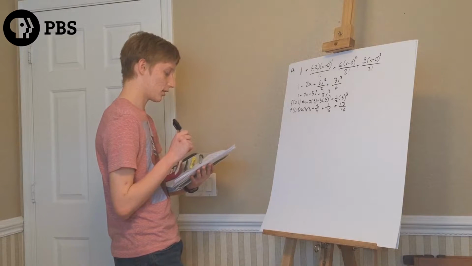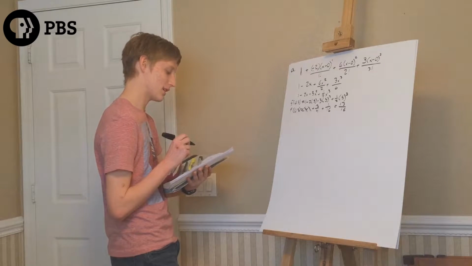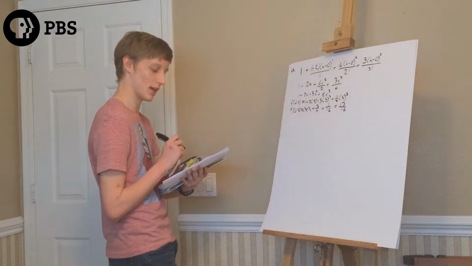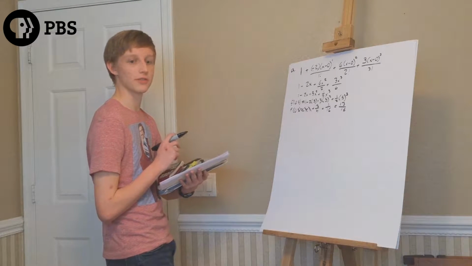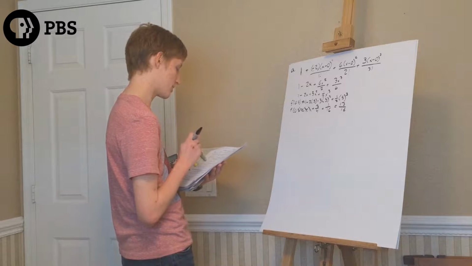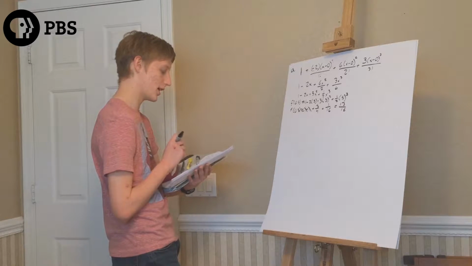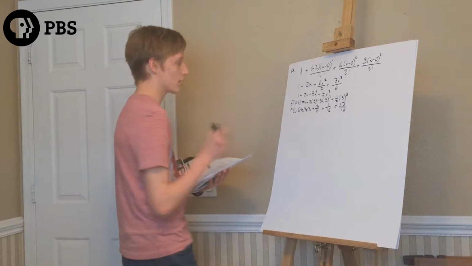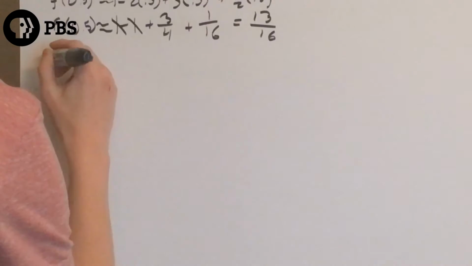Alright, for part B, the fourth derivative of f satisfies the inequality: the absolute value of the fourth derivative of x is less than or equal to 8 for all x in the closed interval 0 to 0.5. Use a Lagrange error bound on the approximation of f of 0.5 found in part A to determine if f of 0.5 could be 0.8. Alright, so first we're just going to draw a heavy little B here.